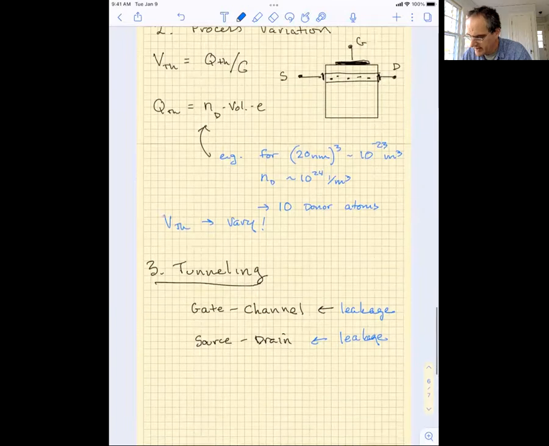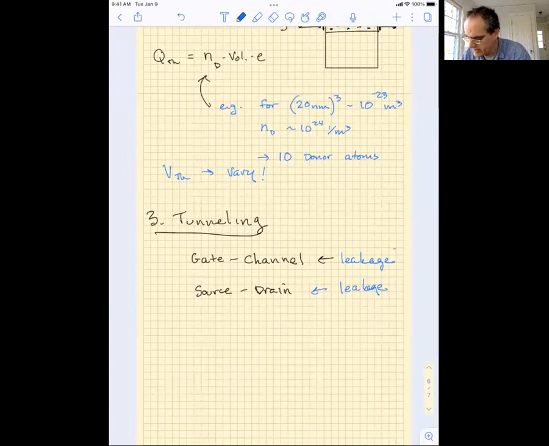So tunneling produces leakage current, and leakage current produces heat. Okay? And too much heat will eventually destroy our device. Of course, tunneling is the worst kind of problem because it gets worse and worse exponentially as our devices get smaller and smaller. Okay?